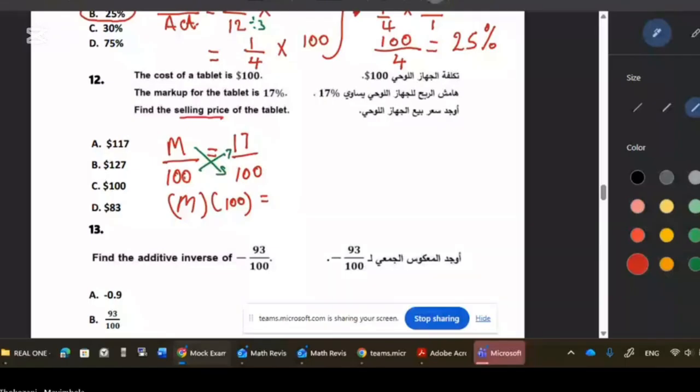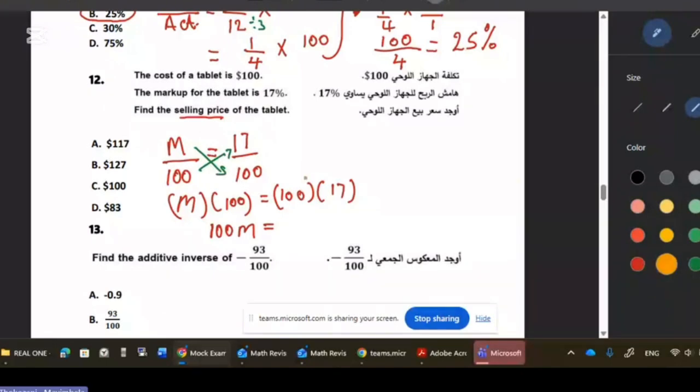And then we have 100 multiplied by 17. Remember, brackets means multiply. So M times 100 will give us what? Do you remember? 100 M. Yes, 100 M.